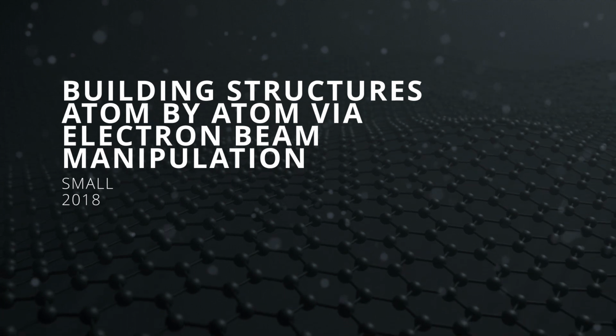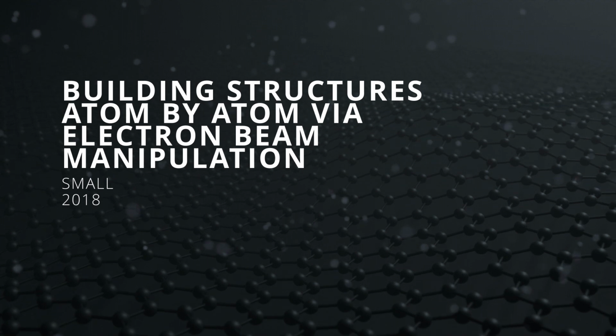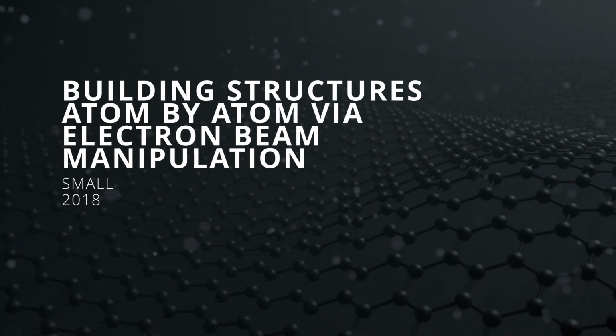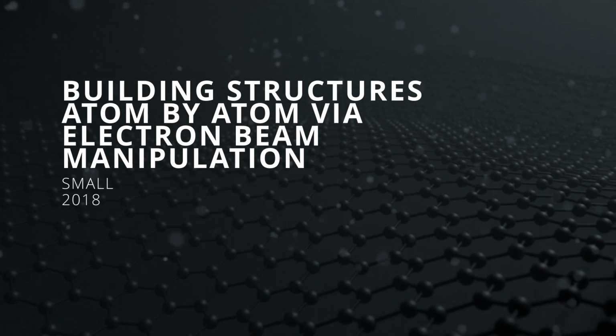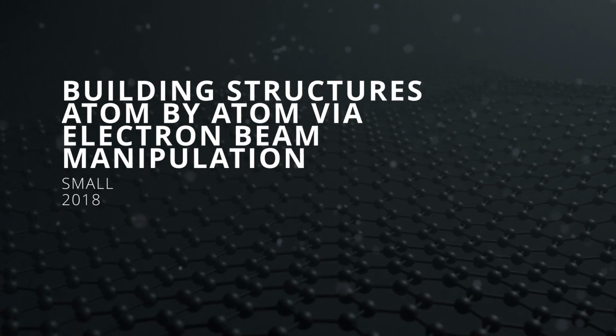Building structures atom by atom via electron beam manipulation. This paper was published in Small in 2018. In this paper, we discuss how to manipulate single atoms and show the first demonstration of assembling primitive few atom structures using an electron beam.